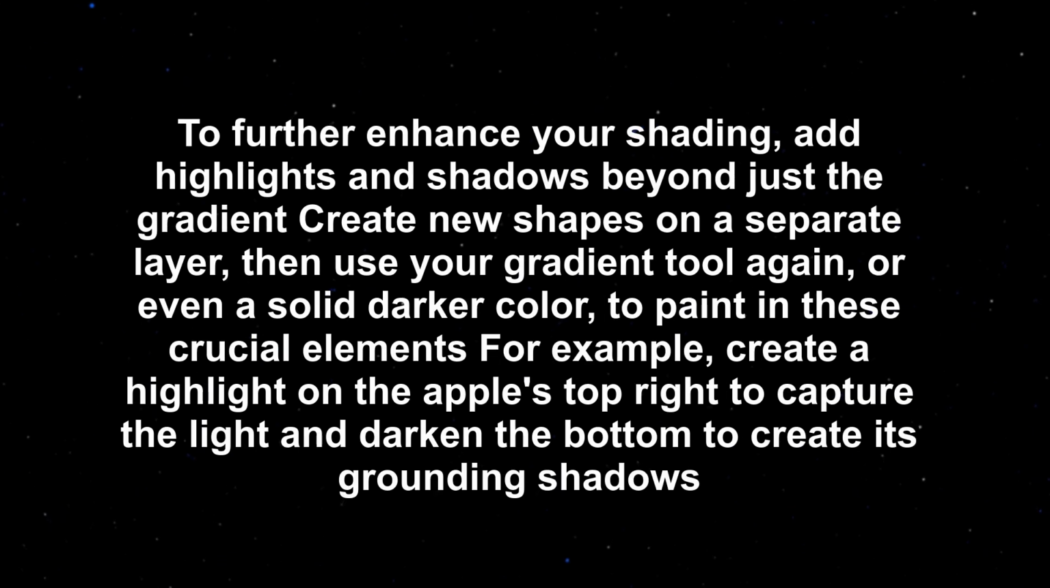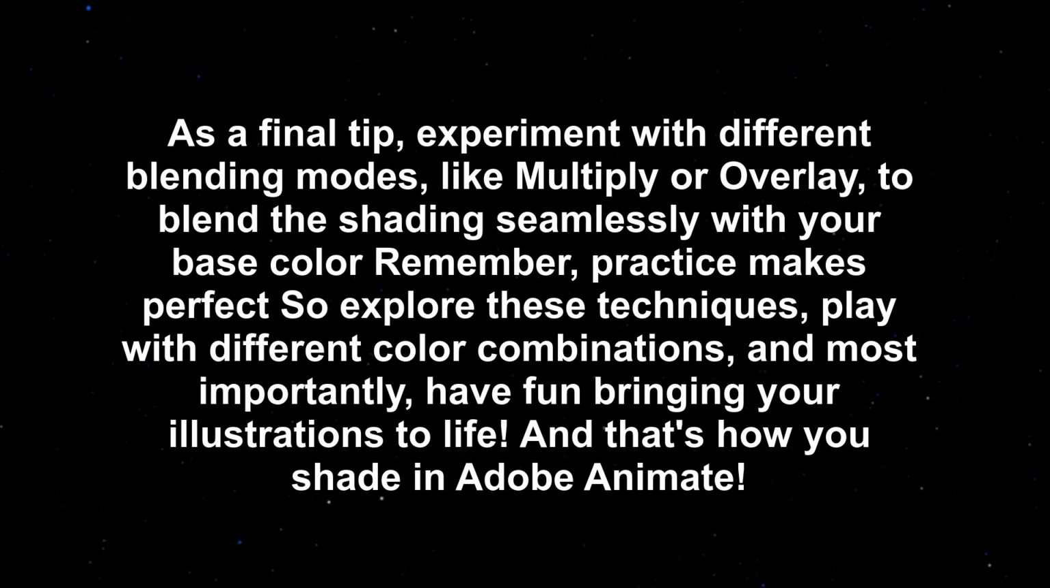To further enhance your shading, add highlights and shadows beyond just the gradient. Create new shapes on a separate layer. Then use your gradient tool again, or even a solid darker color, to paint in these crucial elements. For example, create a highlight on the apple's top right to capture the light and darken the bottom to create its grounding shadows. As a final tip, experiment with different blending modes, like multiply or overlay, to blend the shading seamlessly with your base color.